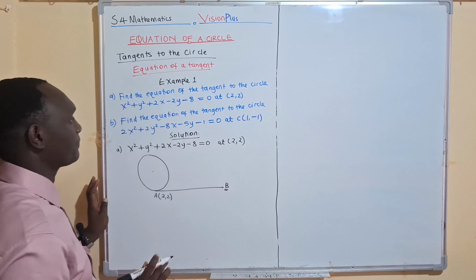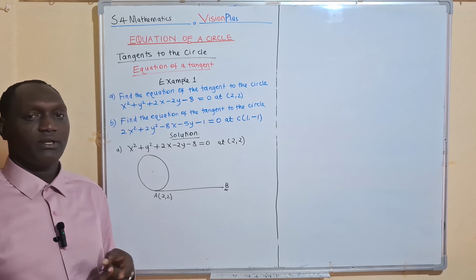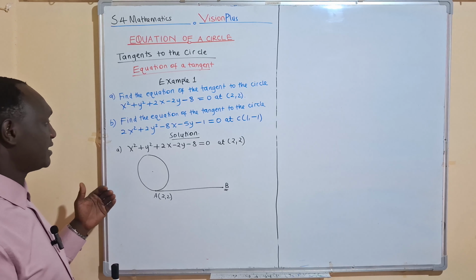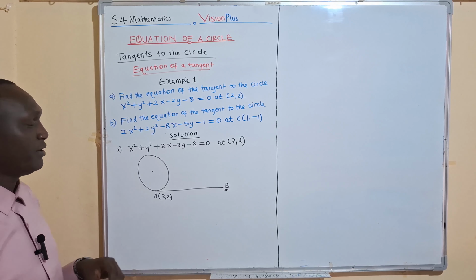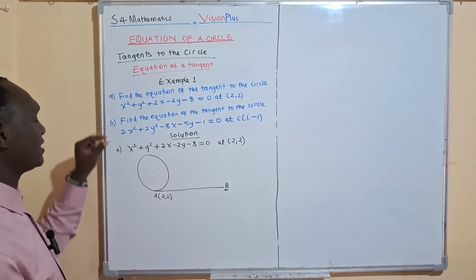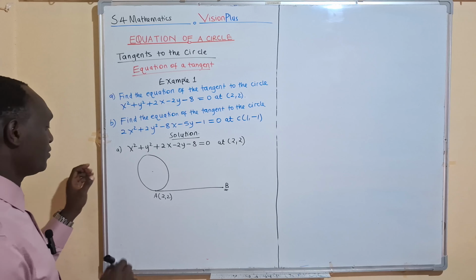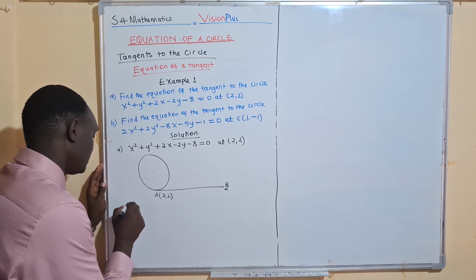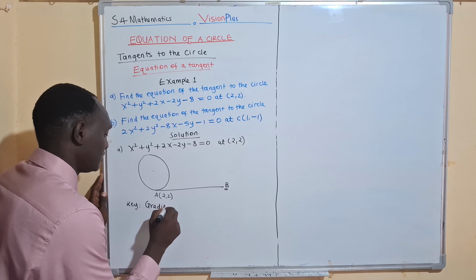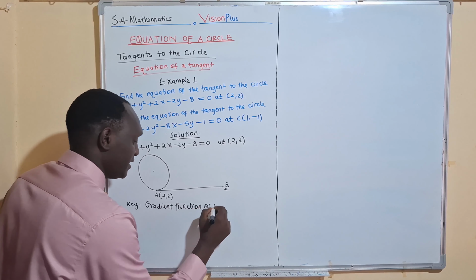Now in this case, when we are looking for the equation of the tangent, knowing the center of the circle and knowing the radius are not so important. So we are not going to find the radius and the center of the circle. What do we need to find? That is very instrumental. What we need is the gradient function of the circle.